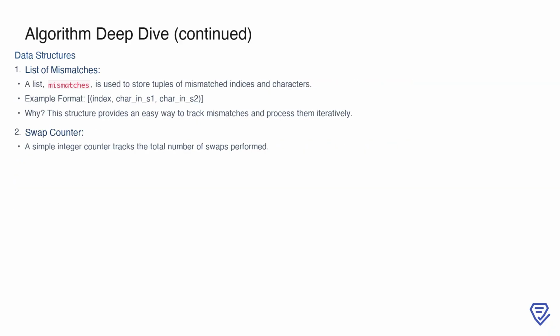To implement this approach effectively, we rely on two key data structures. The first is the list of mismatches, which stores tuples containing the indices and characters involved in each mismatch. For example, the format of this list might look like (index, char_in_s1, char_in_s2). This structure makes it easy to track mismatches and process them iteratively during both the direct and indirect resolution phases. The second is a simple swap counter, which keeps track of the total number of swaps performed. This counter is incremented whenever a direct or indirect resolution is performed, and it provides the final output of the algorithm once all mismatches are resolved.